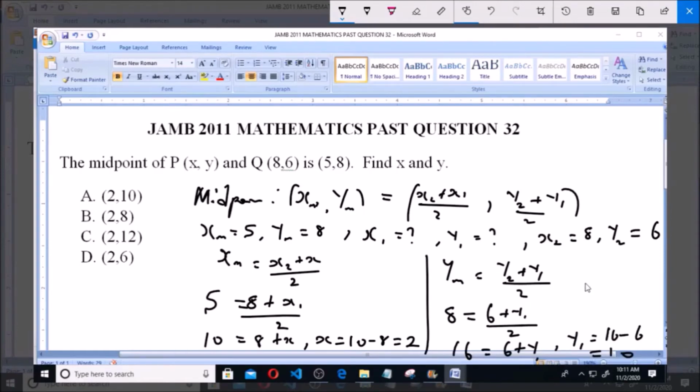So therefore now we can say that x, y is equal to 2, 10, and that is option A. Option A, 2, 10.